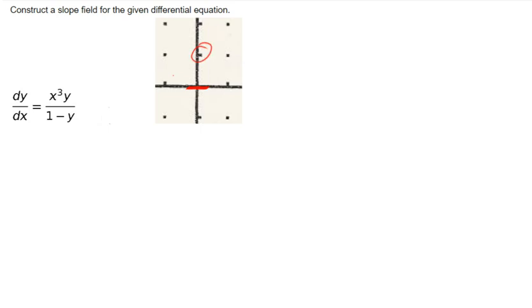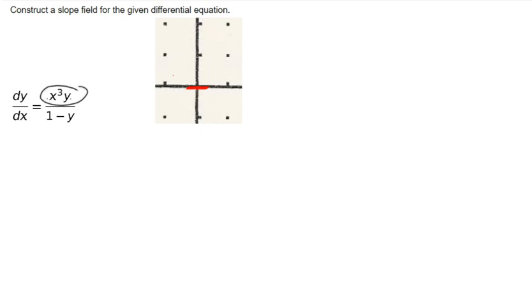All right, let's pick another point. Let's do this one. So this is the point 1, 0. So I'm going to have 1 cubed times 0 is 0 over 1 minus 1. Oh, sorry. Yeah, this is the point 0, 1. So I have 0 cubed times 1 is 0 over 1 minus 1 is also 0. Undefined. No dividing by 0, so there is no slope here. So wherever y equals 1, I'm going to have a 0 in the denominator. So for these 3 points, there will be no slope.